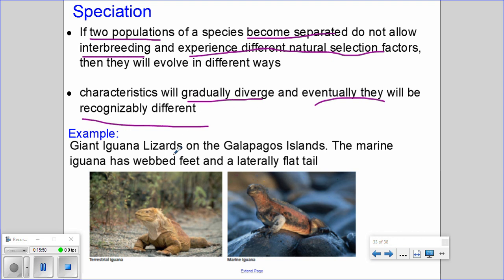The example is the giant iguana lizards on the Galapagos Islands. There is the terrestrial iguana and there is the marine iguana. The marine iguana has developed webbed feet and a laterally flat tail that allows for swimming, which are very different characteristics from the terrestrial iguanas.